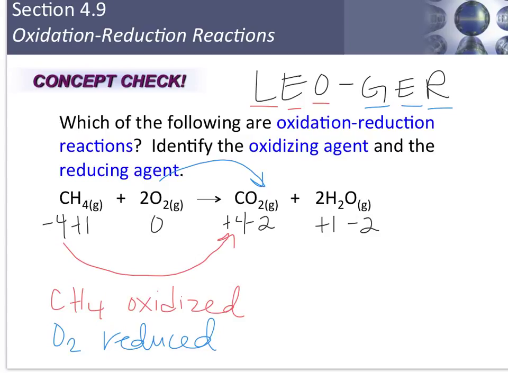Now to talk about the oxidizing agent and the reducing agent. The oxidizing agent is an electron acceptor, and the reducing agent is an electron donor. The methane gave up its electrons when it went from a -4 to a +4. So that means the CH4 is the reducing agent.